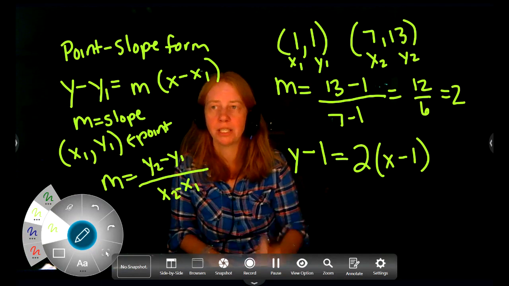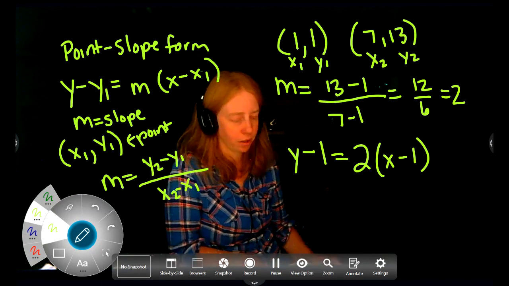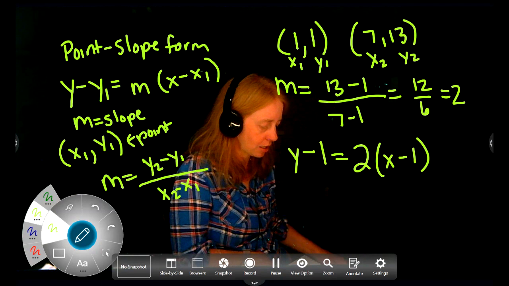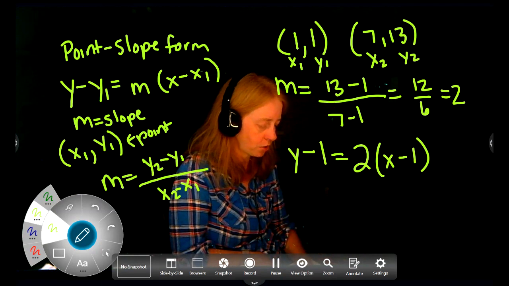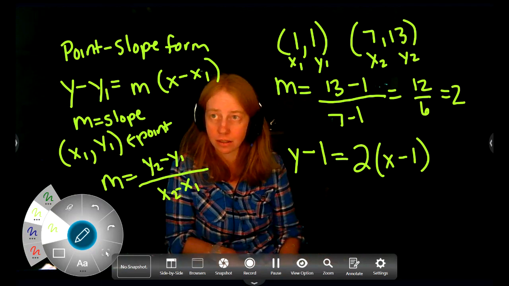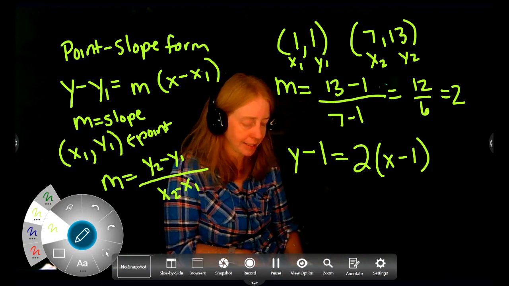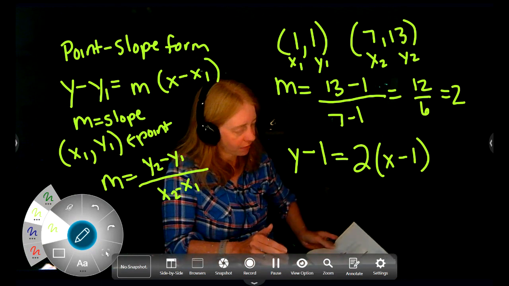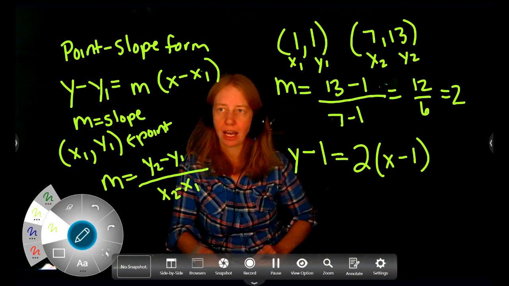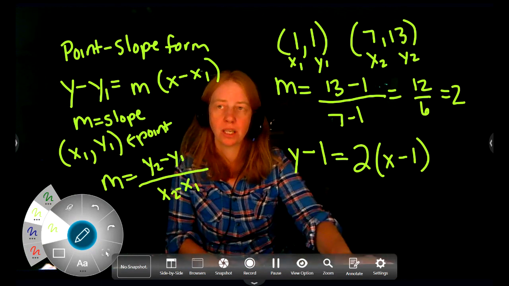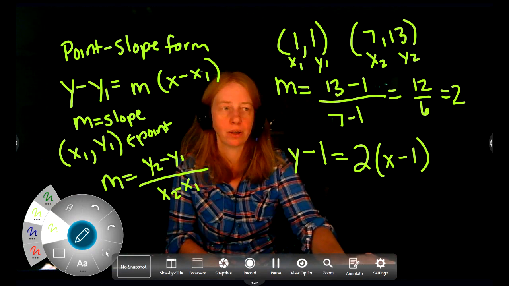Point slope formula when we didn't even know the slope. So that's how you do these kinds of things. You definitely want to do some practice on this. And so this was example 5 and 6. Make sure that you take a break and do those in your book.